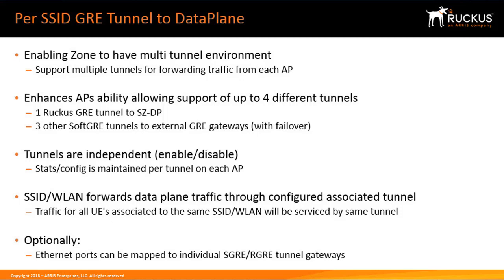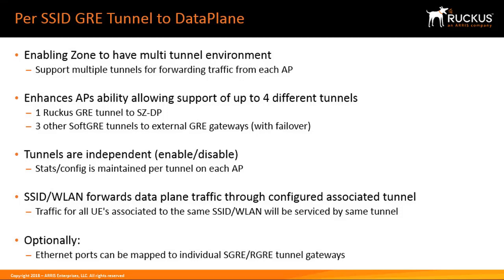Each one of these tunnels is independent. You can enable them, disable them, or change them. And the stats and config are maintained per tunnel on each one of the APs. We will not go into the details of exactly how to pull that, but do know those stats are viewable on the AP CLI.